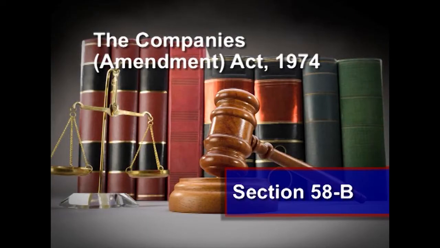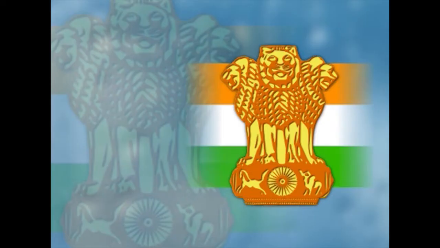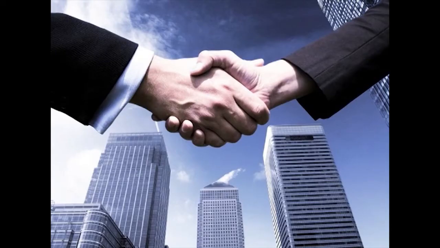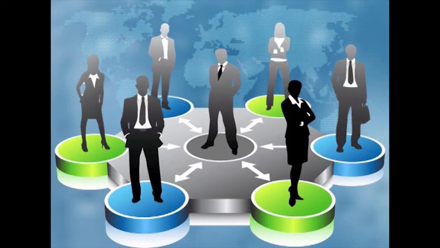With a view to strengthen the protection of the deposit holders, section 58B was inserted by the Companies Amendment Act 1974. It provides that the central government may, in consultation with the Reserve Bank of India, prescribe the limits up to which, the manner in which, and the conditions subject to which deposits may be invited or accepted by a company either from the public or from its members.